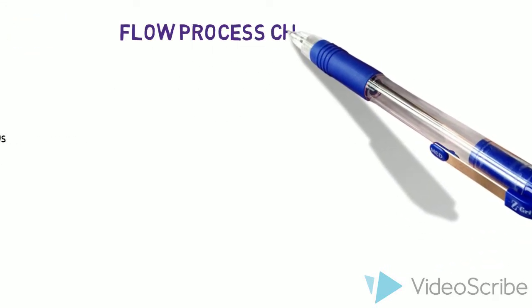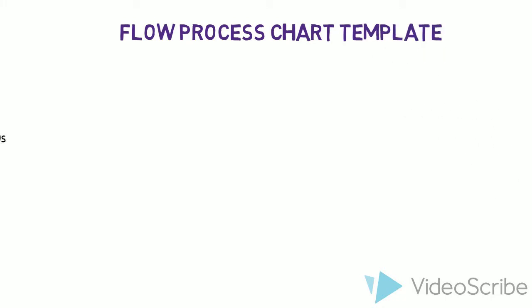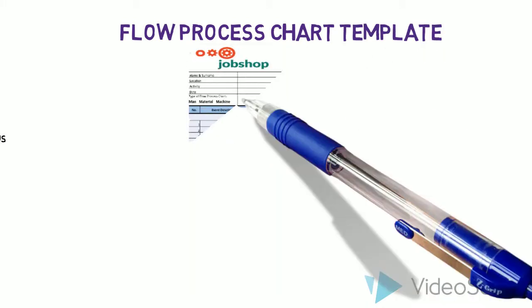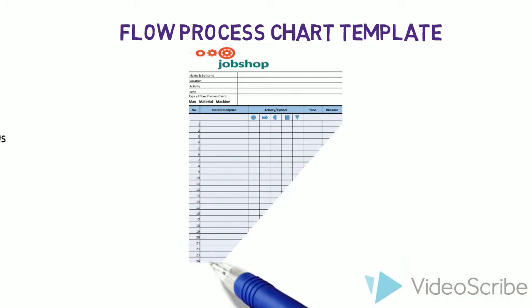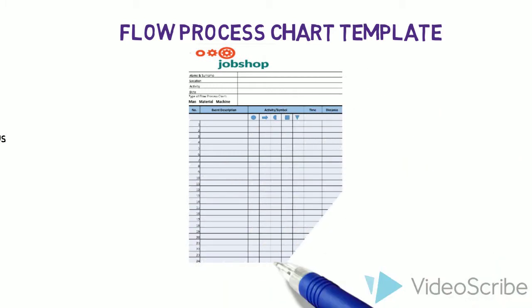A process chart looks like this. This is where you fill in different steps of the process. This is not the type of template used in the examples, but it still represents the same thing.